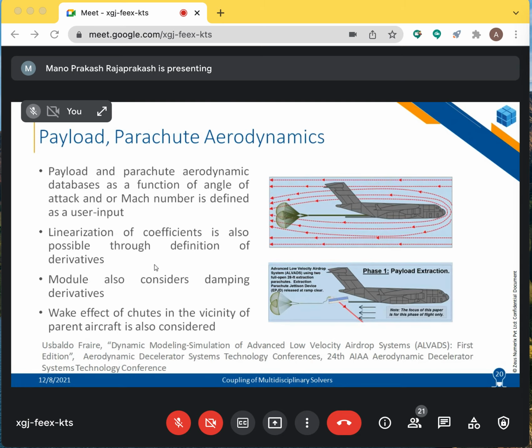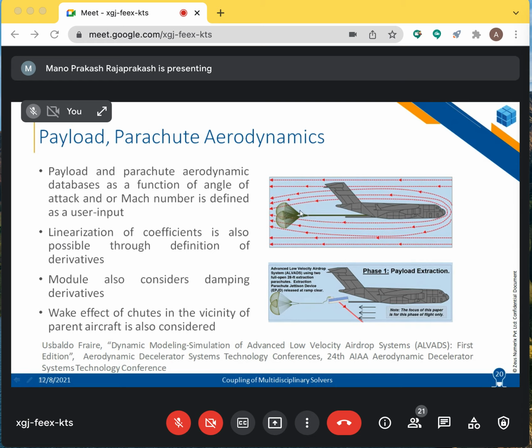Now I'm moving on to how the parachute and the payload aerodynamic modeling is very important from the simulation perspective. As you may see here, when the payload is in the vicinity of the aircraft, you can see a very undisturbed airflow going around the aircraft. But just behind the aircraft, it is going to experience a good amount of wake. This wake is basically a dead flow region where the velocities are going to be much lesser compared to the free stream.